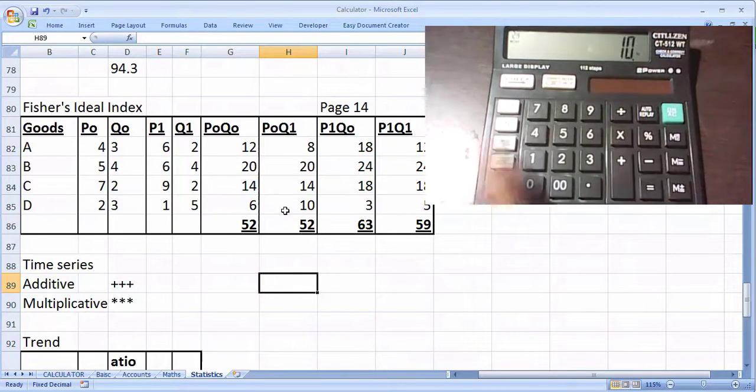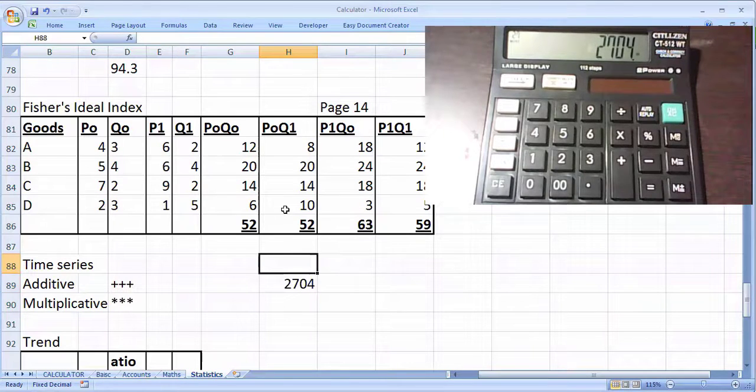Now keep the grand total. What is the value, Nana? 52. So you got the value, done. Now 52 into, keep one MRC, that is 52, equals 2704. So the denominator value is equal to 2704.